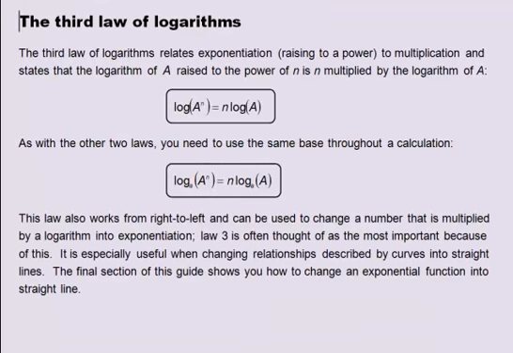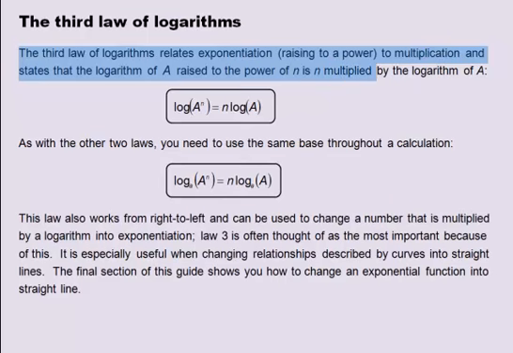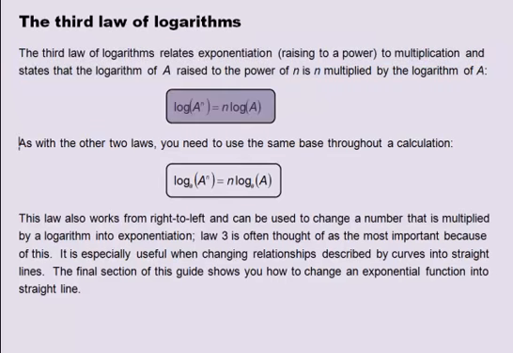The third law of logarithms. The third law of logarithms relates exponentiation, raising to a power, to multiplication, and states that the logarithm of a raised to the power of n is n multiplied by the logarithm of a. The logarithm of a to the power n equals n multiplied by the logarithm of a.